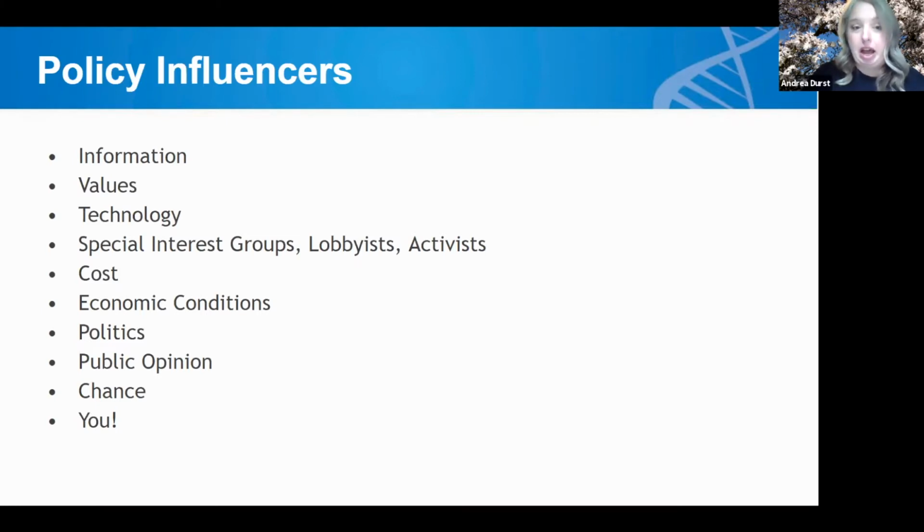There are often economic considerations when implementing policy, such as the cost or cost savings associated with a policy being proposed, as well as the economic conditions overall in the country or the state or the local jurisdiction that might influence the creation and implementation of certain policies.